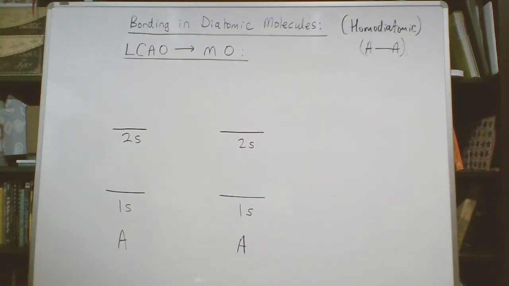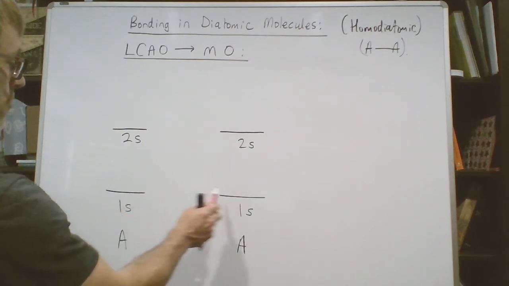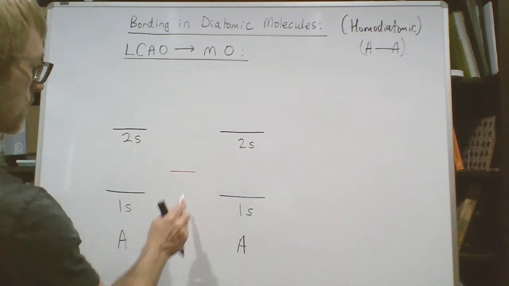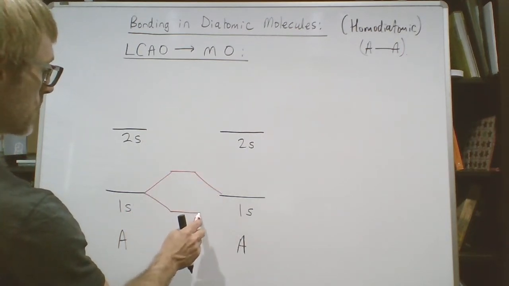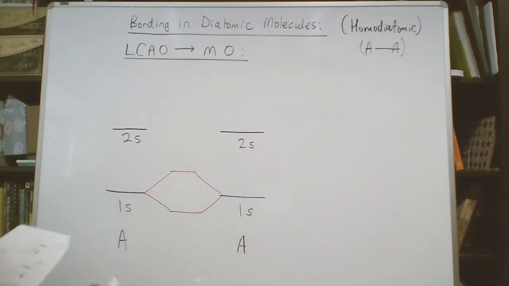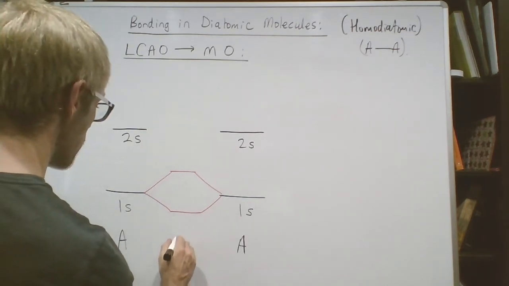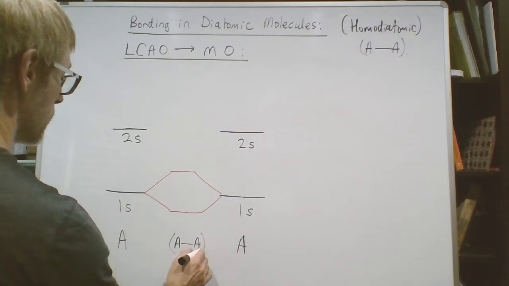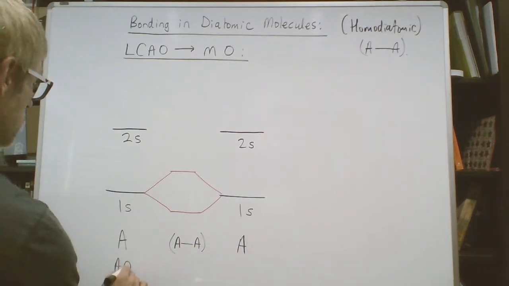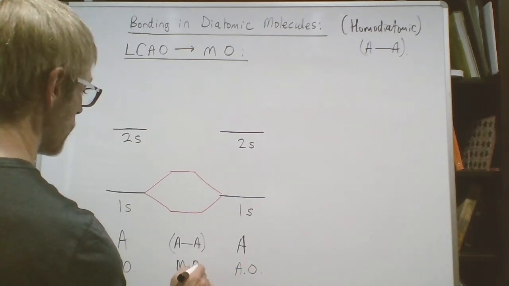So I'm going to draw the molecular orbitals in red. So if we've got a linear combination of two atomic orbitals, we should have two molecular orbitals. So linear combination just means add them. So I've got my, I guess this would be the interaction of AA in the middle. So this is my atomic orbital for A, my atomic orbital for A. This is my molecular orbital for AA.